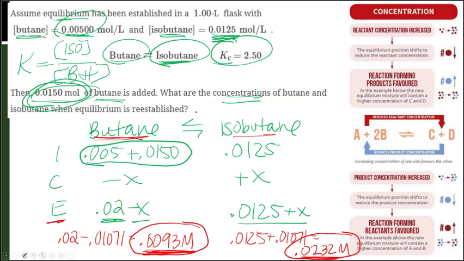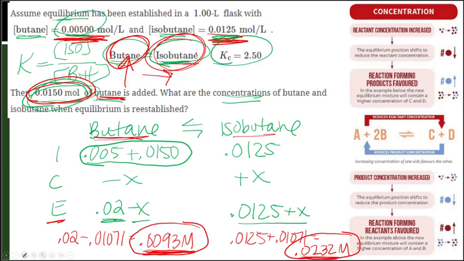I had butane with a concentration of 0.005 and my isobutane was 0.0125. But then I added more butane. I added 0.0150, so the concentration of my reactant increased. That means I need to counteract that, shift right, and increase the concentration of my isobutane. Let's see if that happened. My isobutane was 0.0125, and it increased to 0.0232.